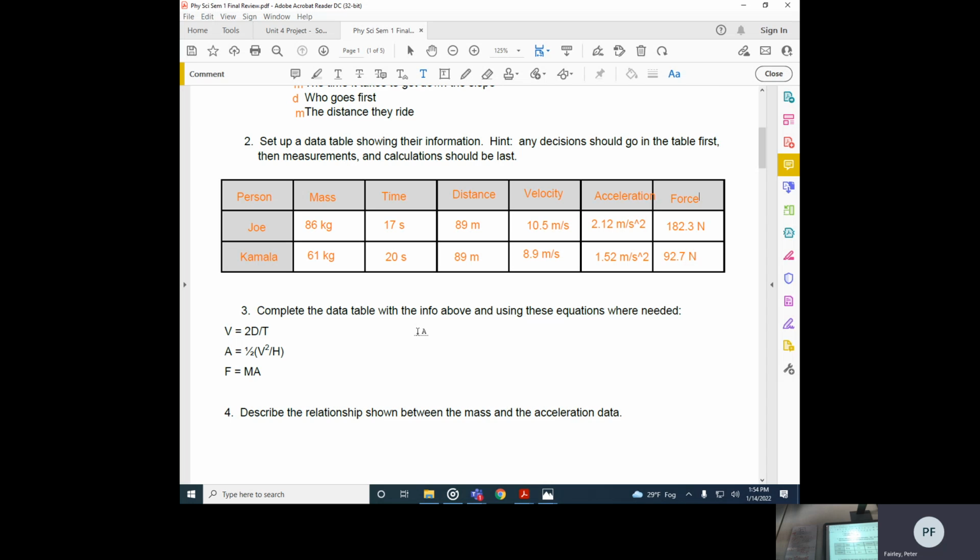Hey guys, what did you get for the relationship between mass and acceleration? When the mass increases, the... Okay, now that might be true for these snowboarders, but it is not true when we're talking about a falling object.